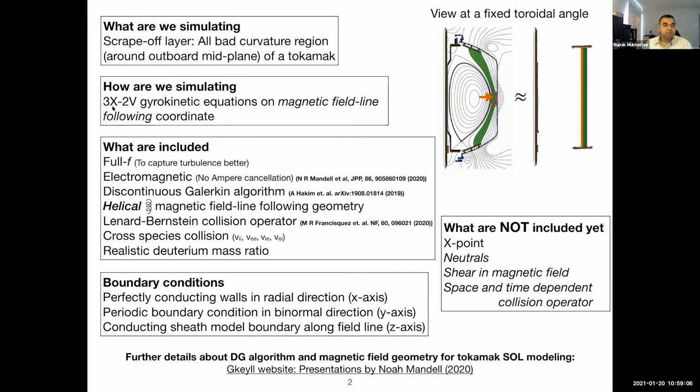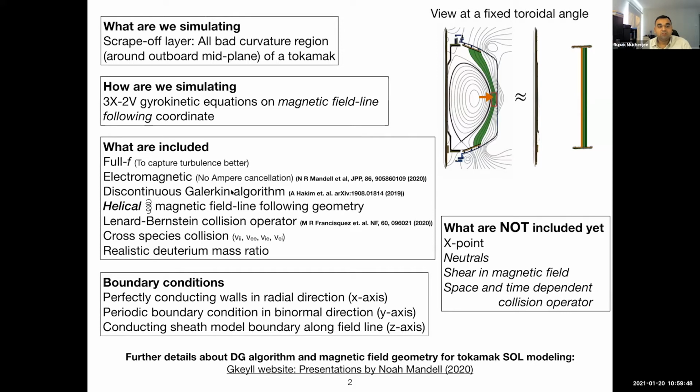We are simulating it in 5D, that is 3x and 2v, gyrokinetic simulations with magnetic field line following coordinates. So in our coordinate system, the z direction is helical and follows the magnetic field lines without any shear. We are simulating the full distribution function so that we can have more nonlinearities and capture the turbulence better. We have electromagnetic simulations, so we do not run into any issues with Ampere cancellations. For further details, you can see Noah's paper in 2020.